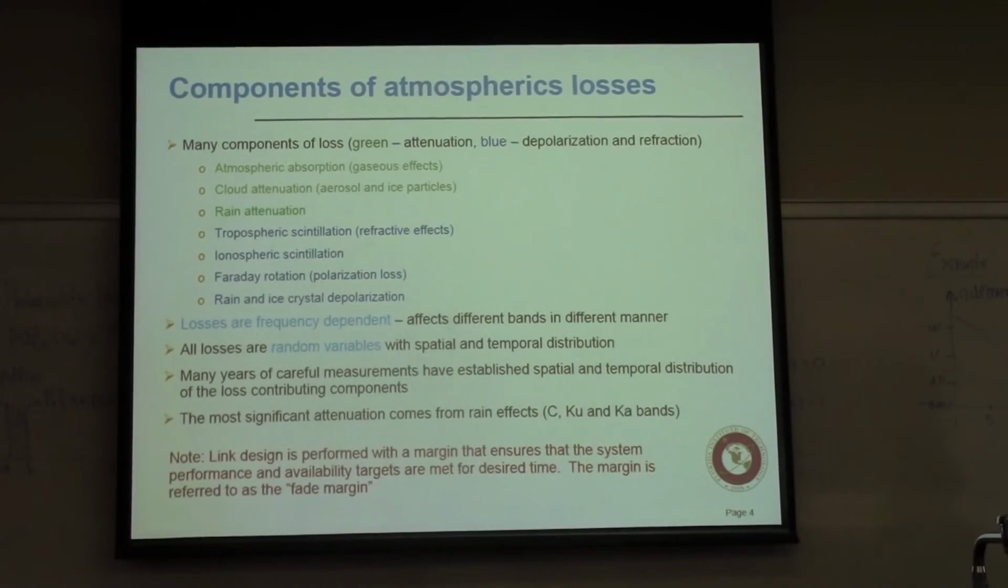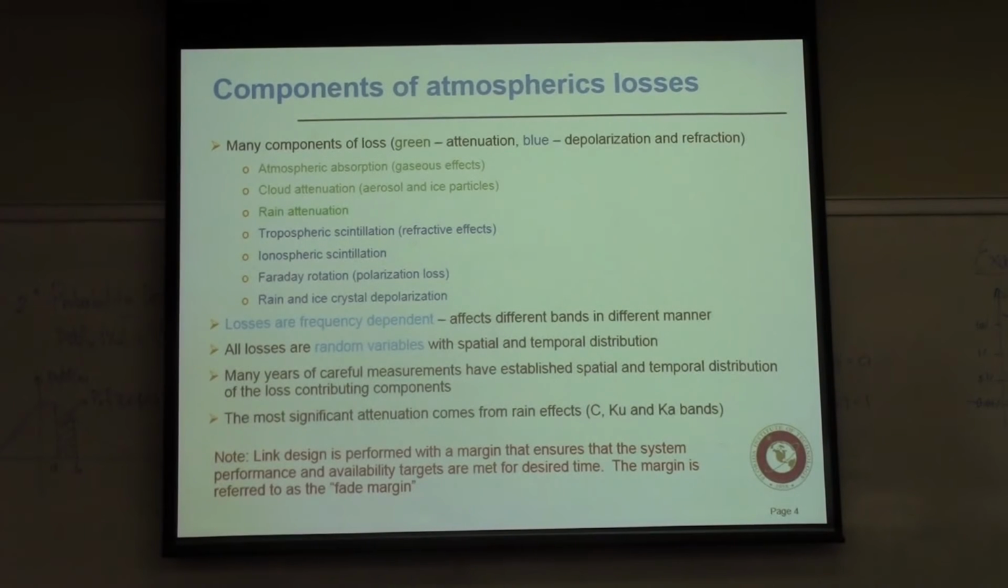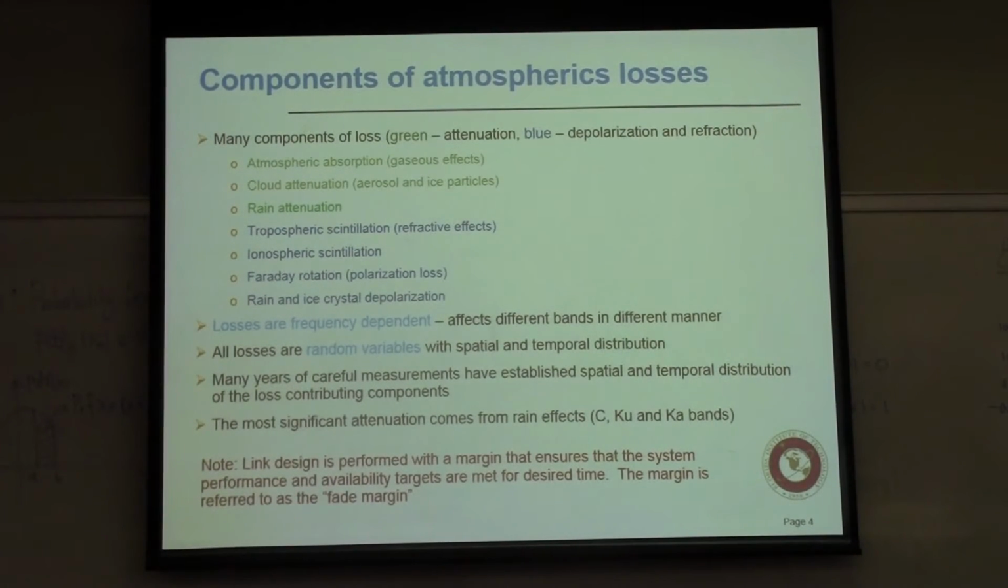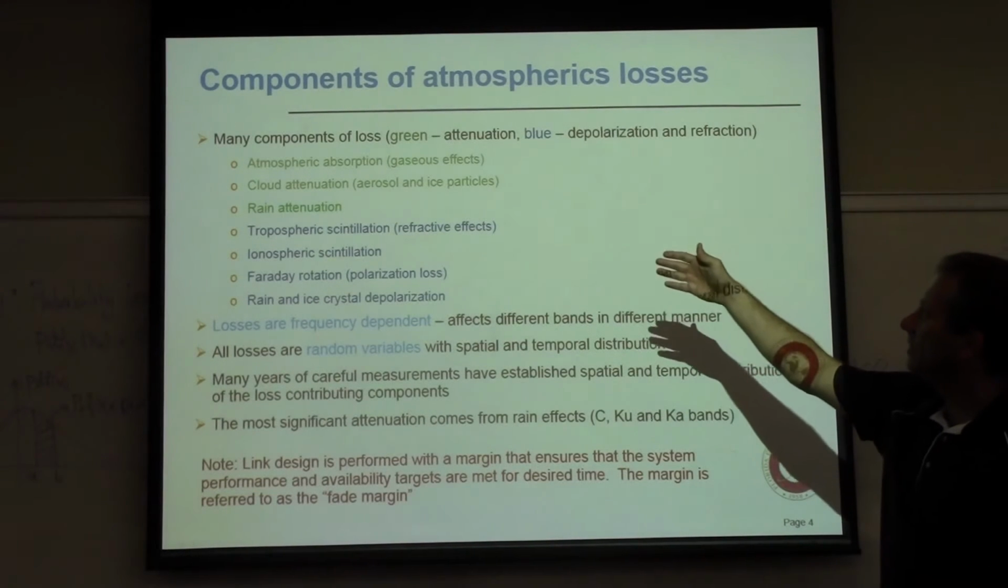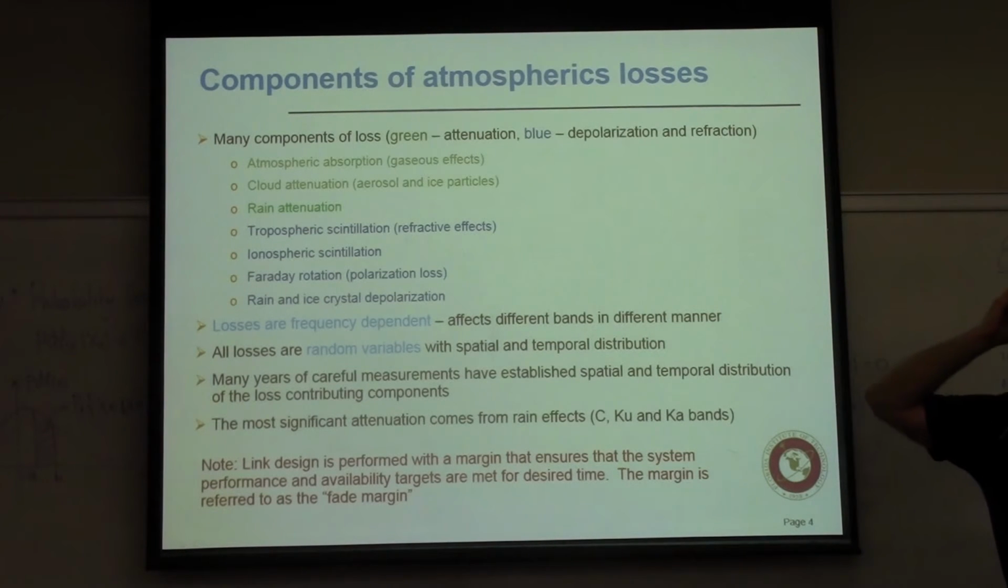Now, what makes this difficult is there are many components that contribute to this random variable. There are many components of the atmosphere that change what those losses are. Fortunately for us, not all of them are equally significant. Here I have a list of 7 different reasons why there may be losses in addition to the free space loss. But as I said, most of them are not equally important.